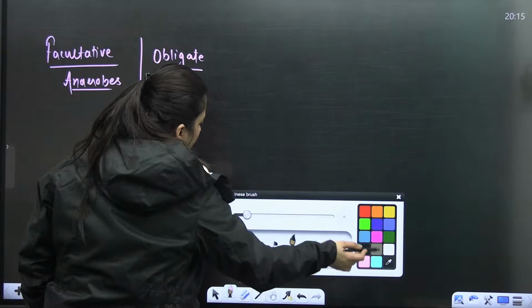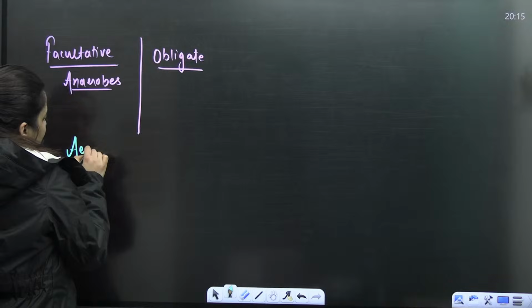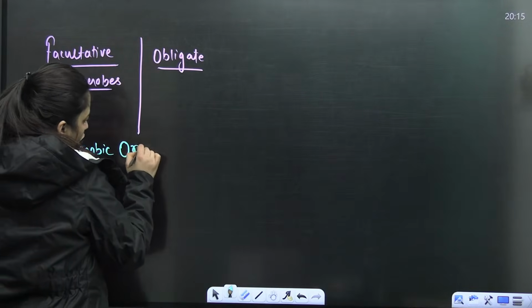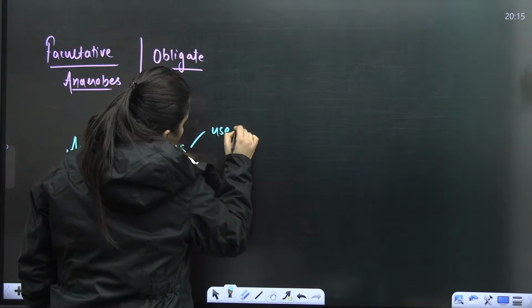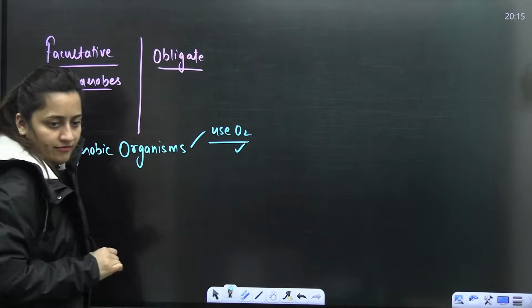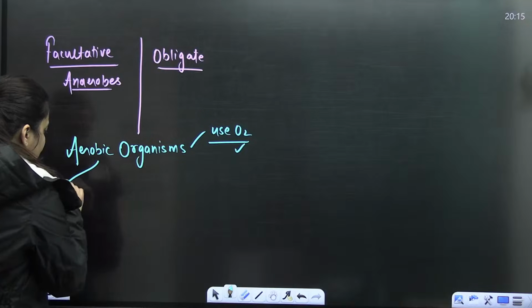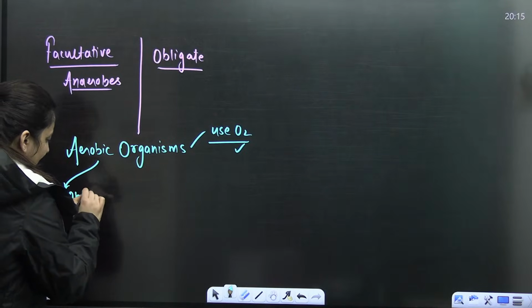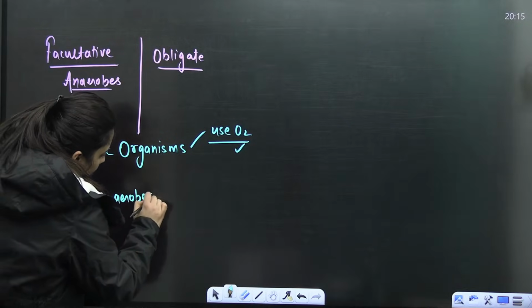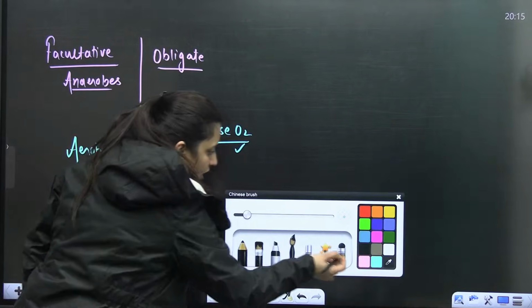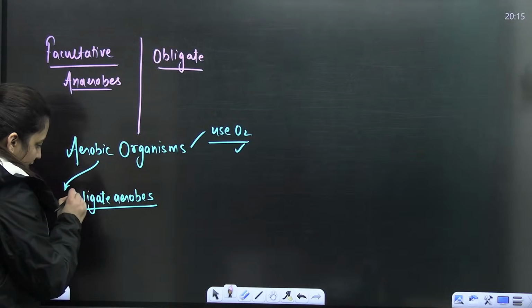Before going forward, I'll tell you what are aerobic organisms. You all know that aerobic organisms use oxygen, they need oxygen for their survival. We know it very well. Now these aerobic organisms are of two categories. One is obligate aerobes. What is the meaning of obligate aerobes? This is how you can remember. This is my way to remember this.